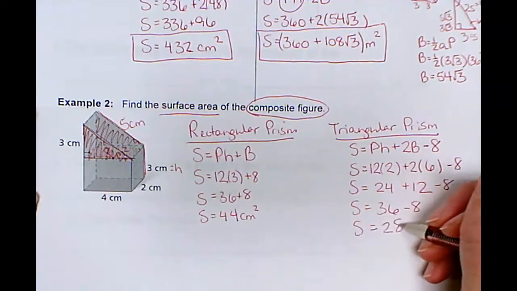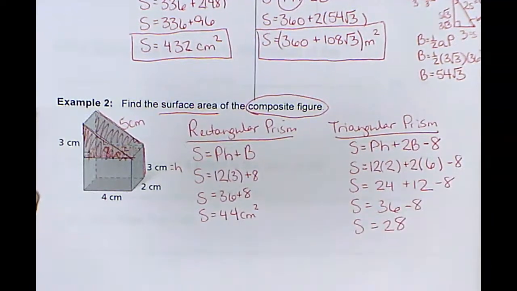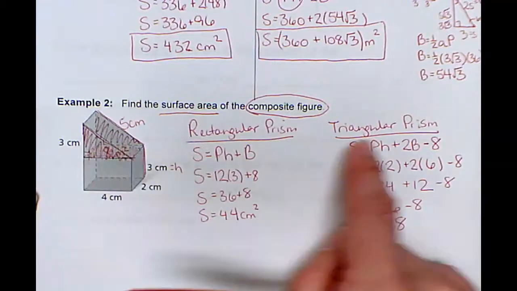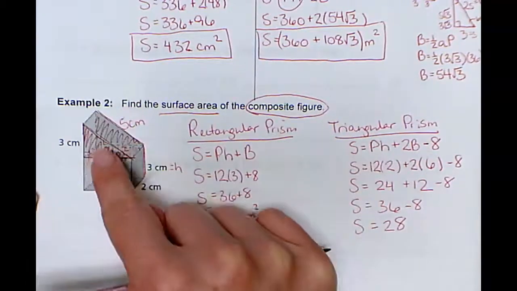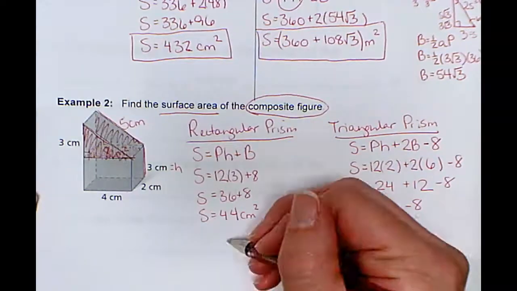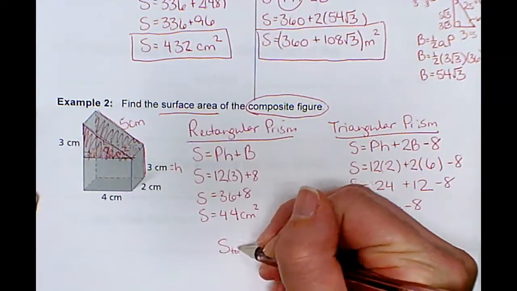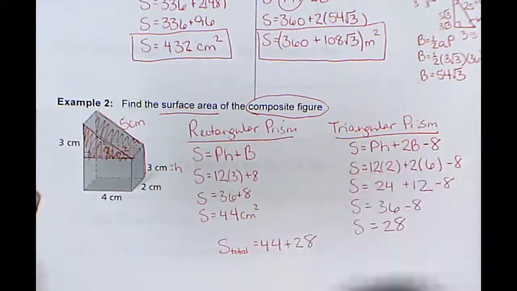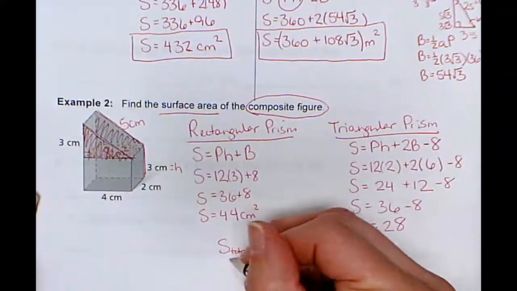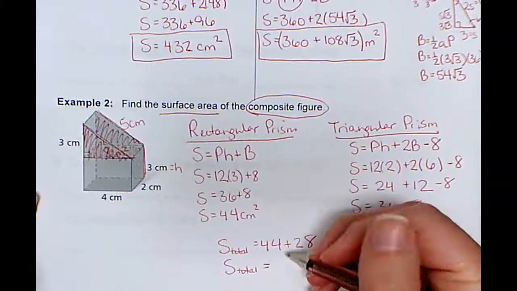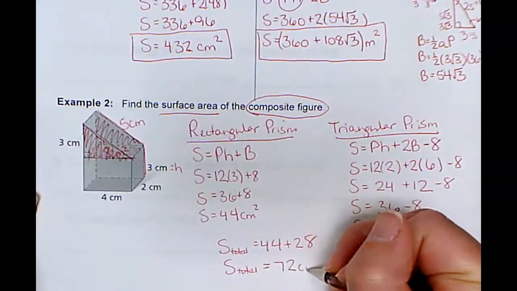and that's 28. So if I add together my rectangular prism surface area without the top base and my triangular prism surface area without the bottom lateral side, then I'm going to end up with 44 plus 28, and that gives me a total surface area of 72 centimeters squared.